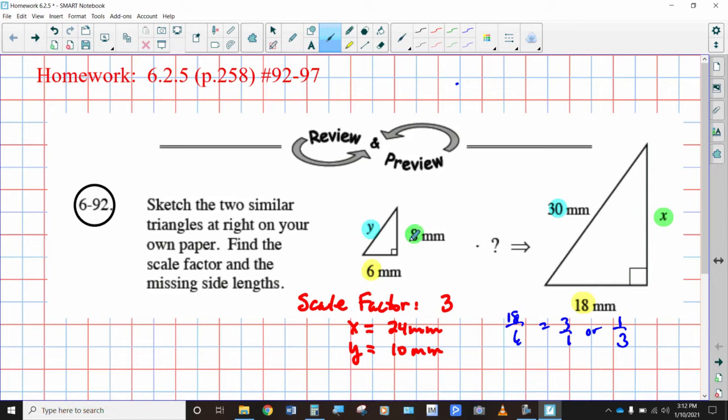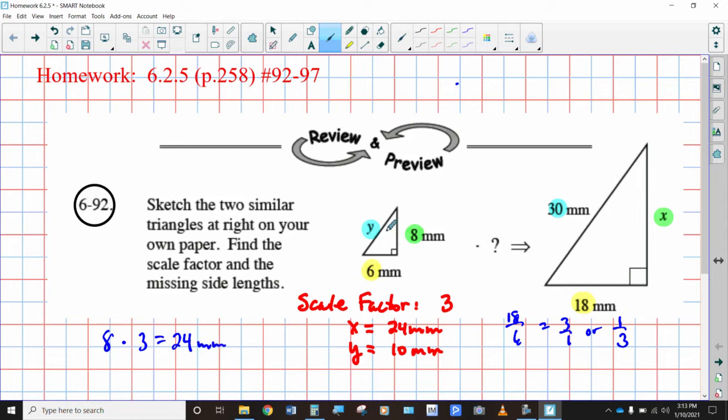And that'll actually come in handy for this one, because one of the times we're going to make it bigger, so we'll use the 3 over 1, and the other time we're going to make it smaller, so we'll use the 1/3. So to solve for x, we have to take 8 and multiply it times the scale factor that's going to make it grow. So that would be 3, so that's going to be equal to 24 millimeters.